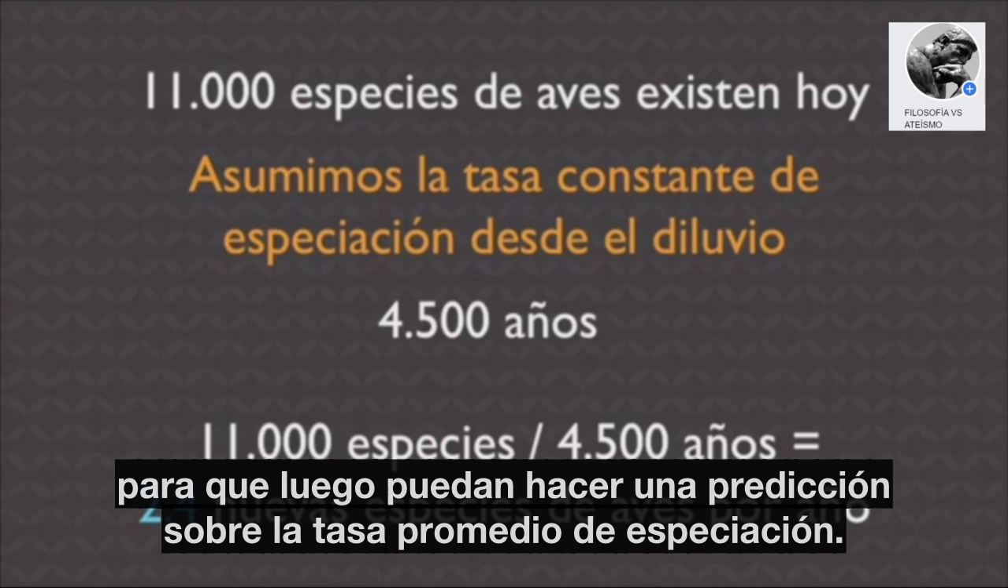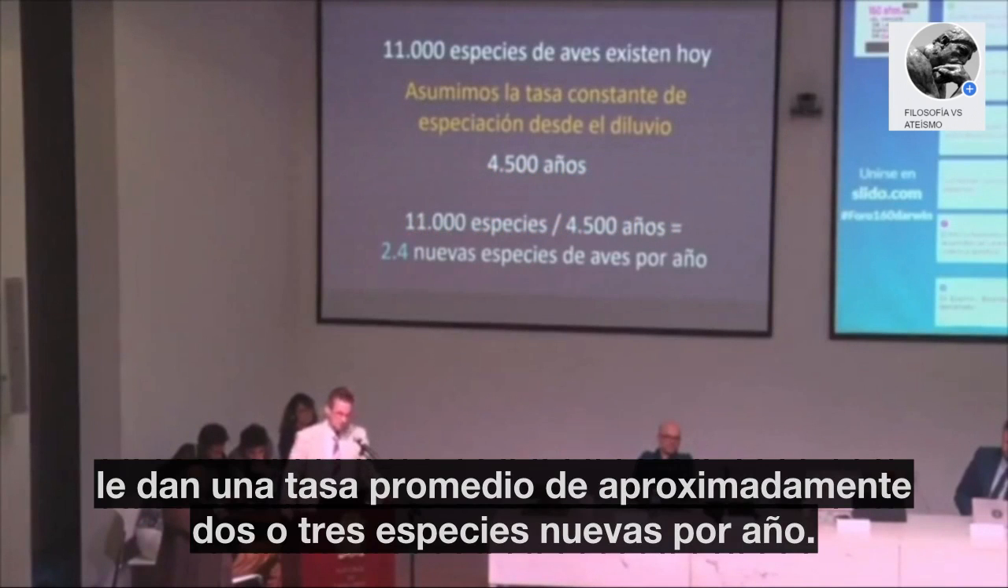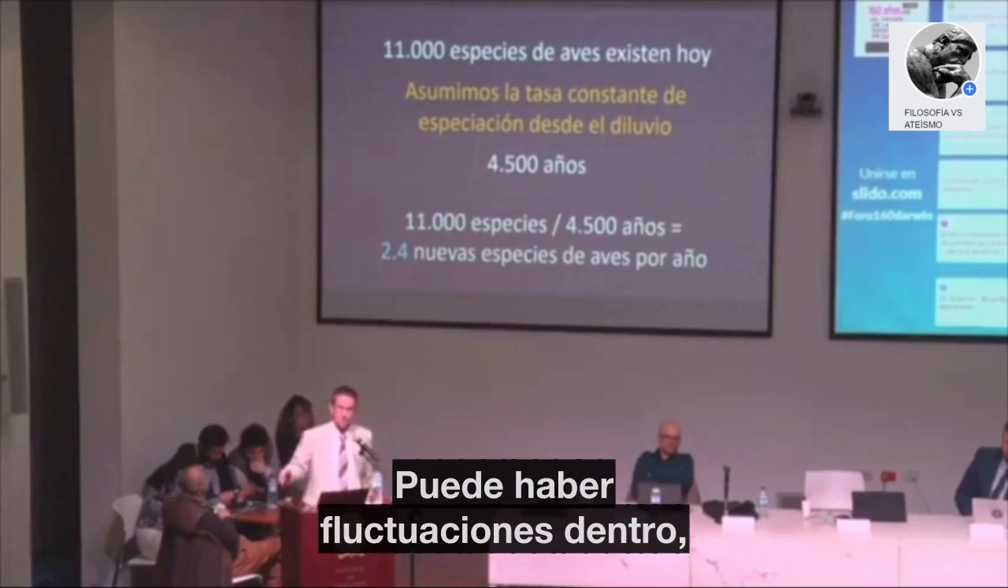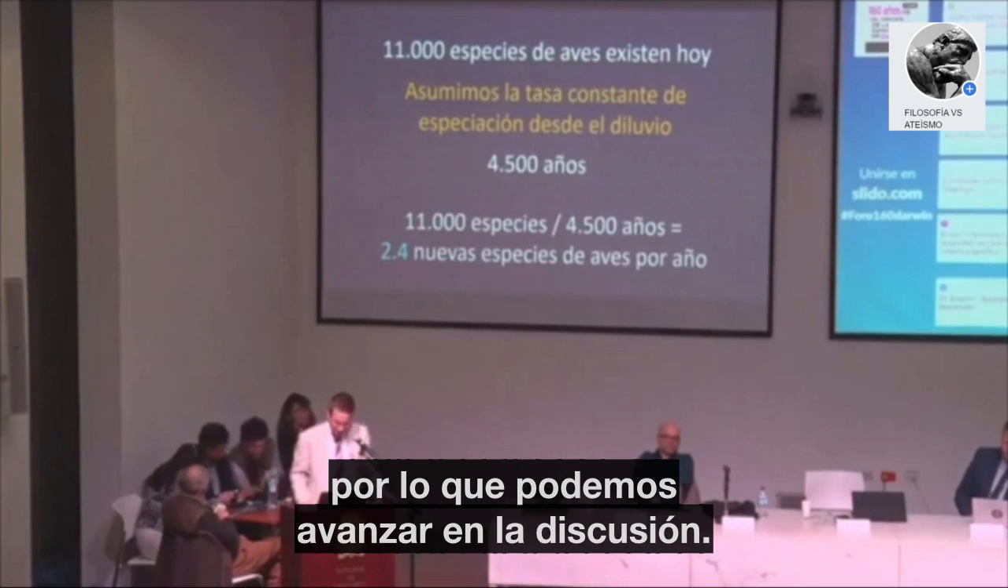So you can then make a prediction about the average rate of speciation. 11,000 species divided by 4,500 years gives you an average rate of about 2 to 3 new species per year. There can be fluctuations within that. This is just a general average so we can move the discussion forward.